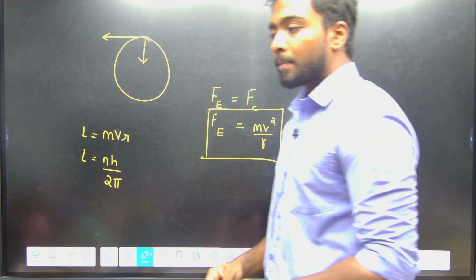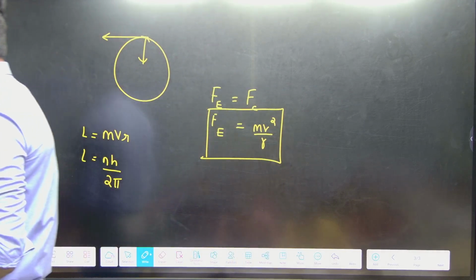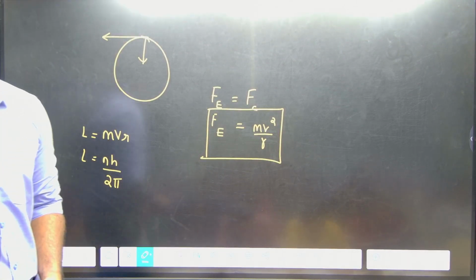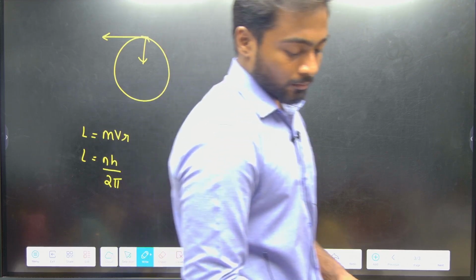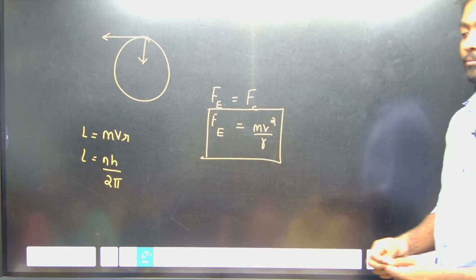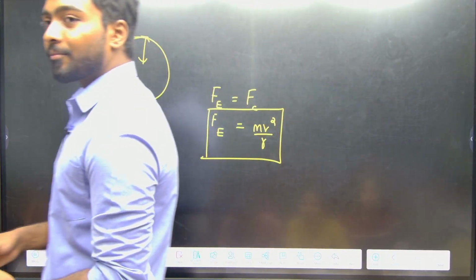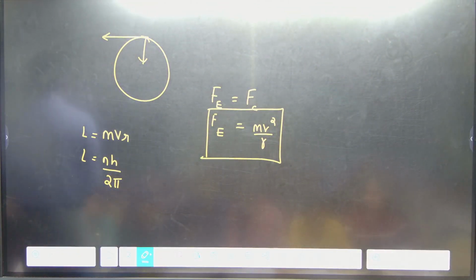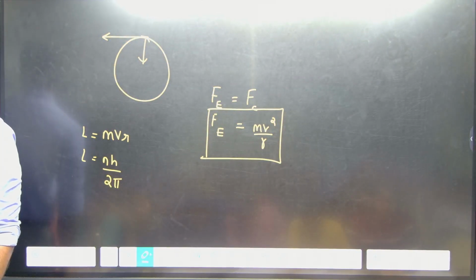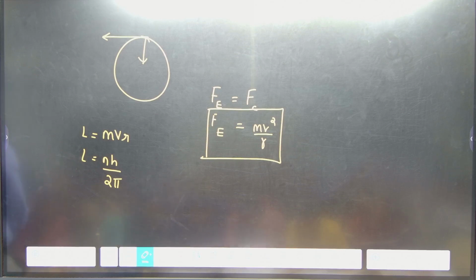Write on the next point. Angular momentum is always quantized. What is the meaning of quantized? I have given the meaning of quantized earlier, at the second or third point. Now turning the pages.